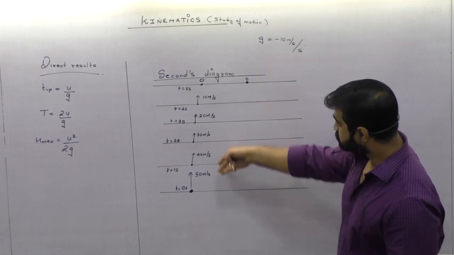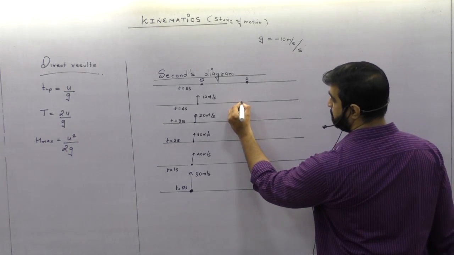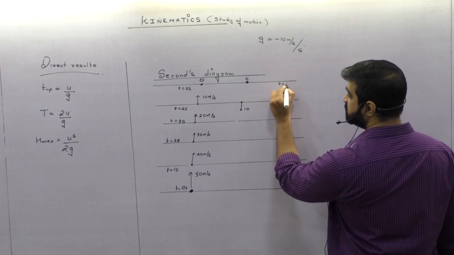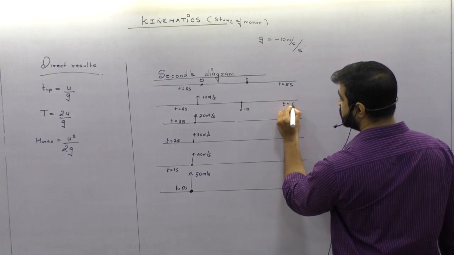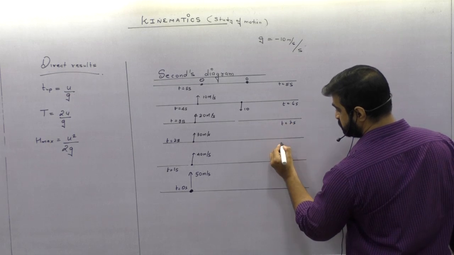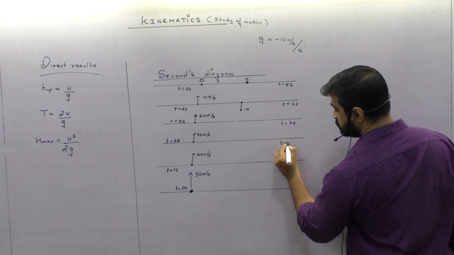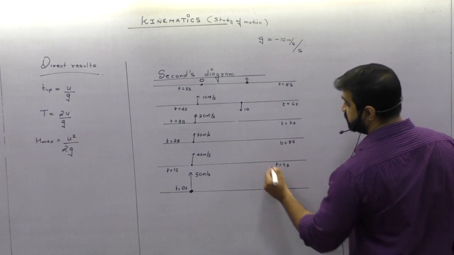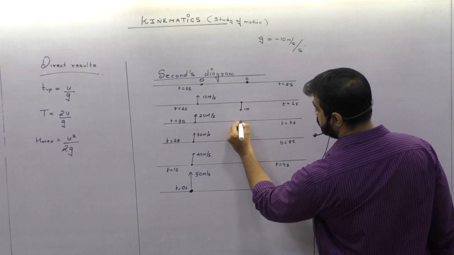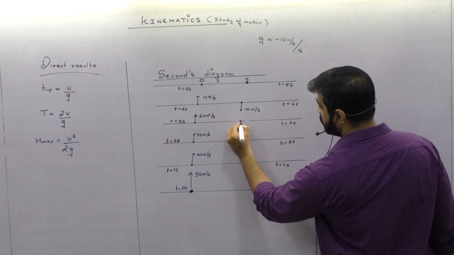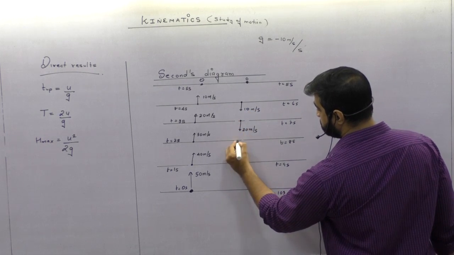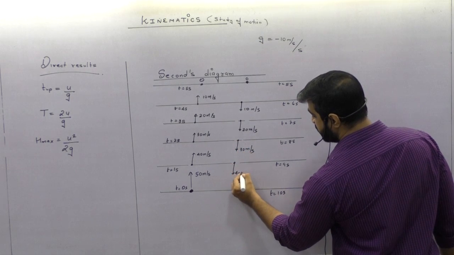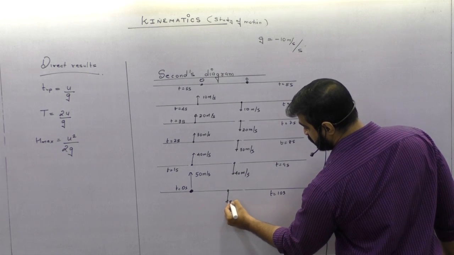I am just making it here. And then it will be a replica. And this is which second? This is the 5th second again, because it is turning back at the same time. This is the 6th, 7th, 8th, 9th, and 10 seconds it is going to return back. So it will be 0, 10, 20 meter per second, 30 meter per second, 40 meter per second, 50 meter per second.